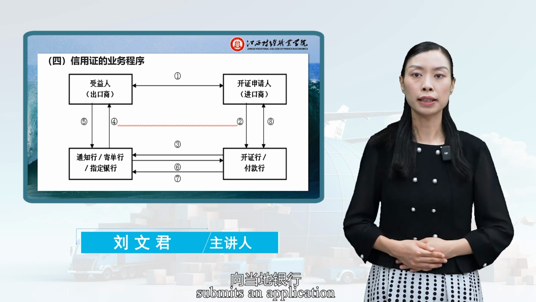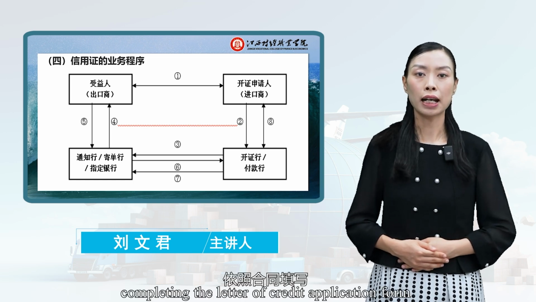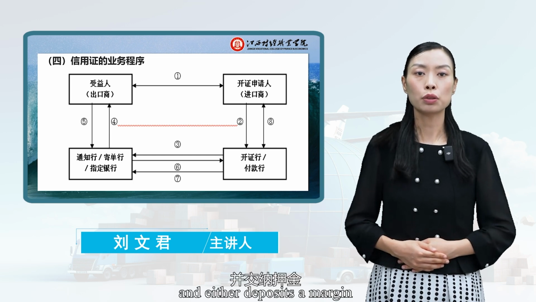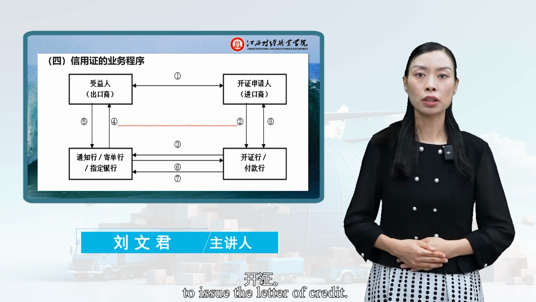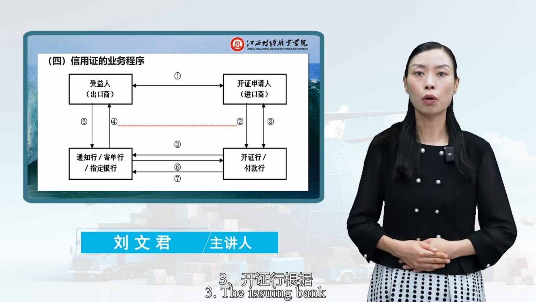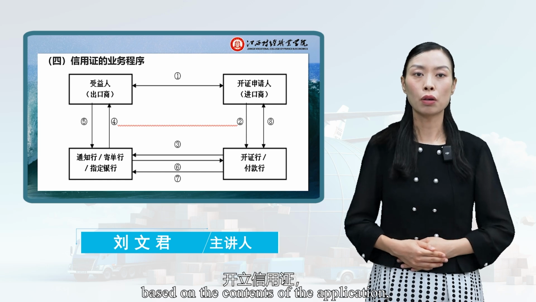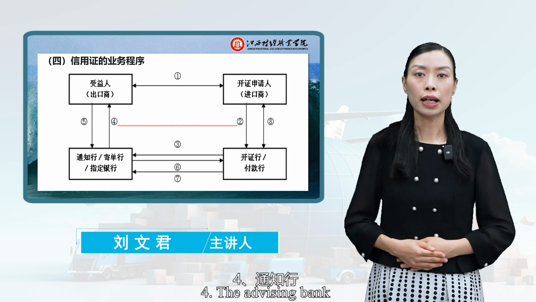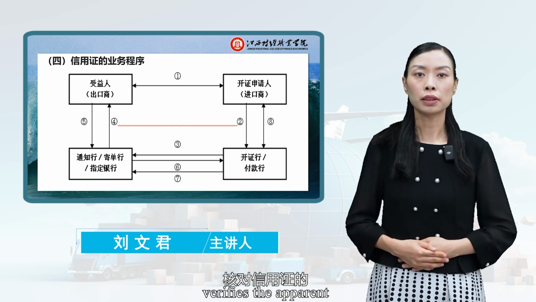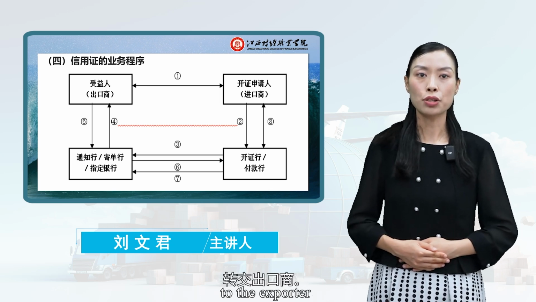Second, the applicant submits an application to a local bank, completing the letter of credit application form according to the contract, and either deposits a margin or provides other guarantees, requesting the issuing bank to issue the letter of credit. Third, the issuing bank issues a letter of credit to the exporter based on the contents of the application and sends it to the exporter's local bank. Fourth, the advising bank verifies the apparent authenticity of the letter of credit and then forwards it to the exporter.